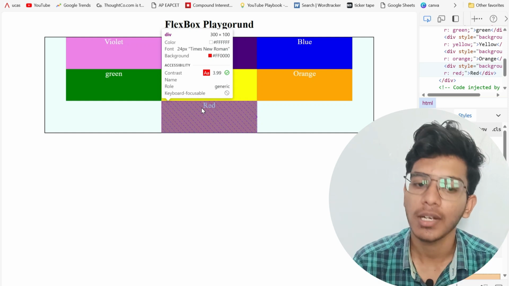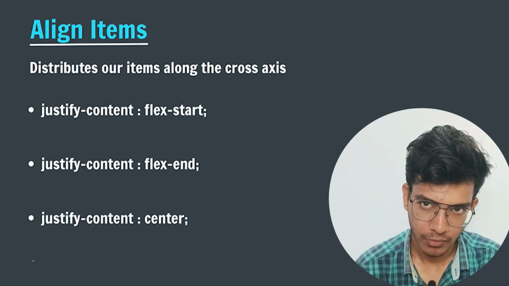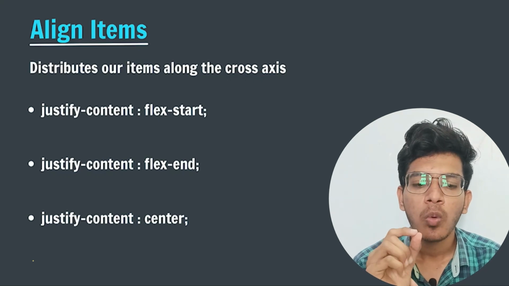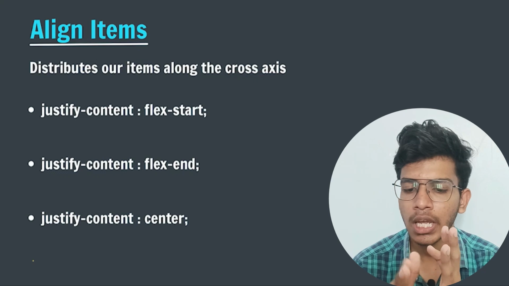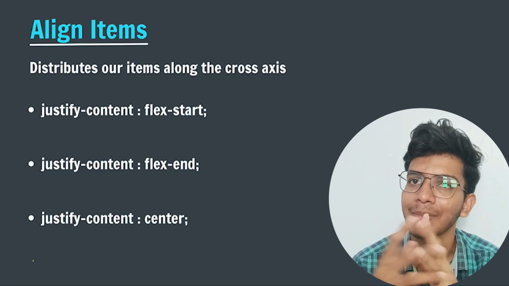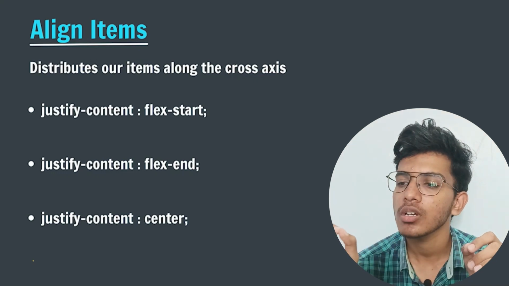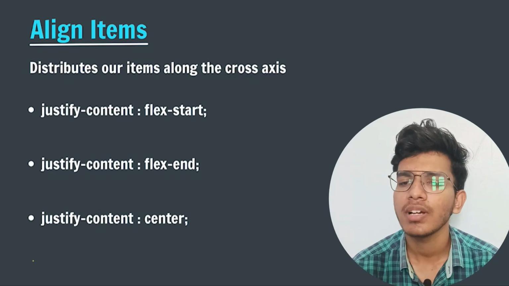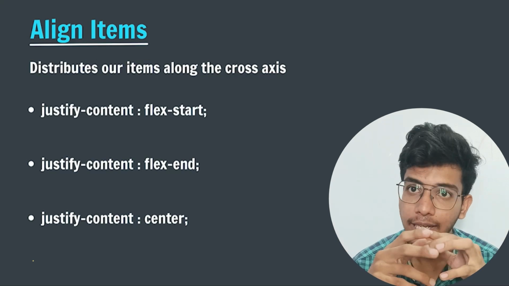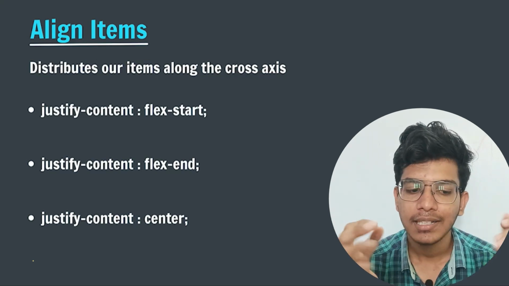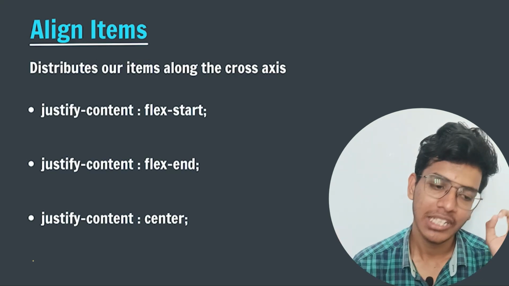Now let us talk about another property. The next property is align items. What this does is, let's say for a particular element I want to change something related to that particular element, then I will use the align items property. To change a particular thing for a group of elements, or specifically for an individual element, we use the concept of align items. And in that we have, again, justify content, the same thing. Let us see align items.